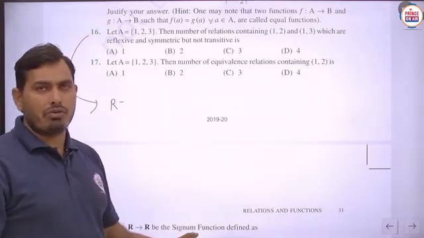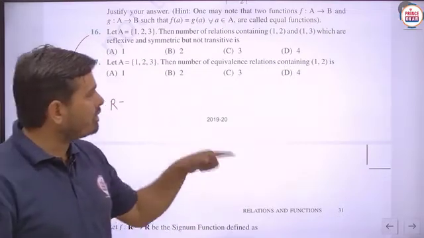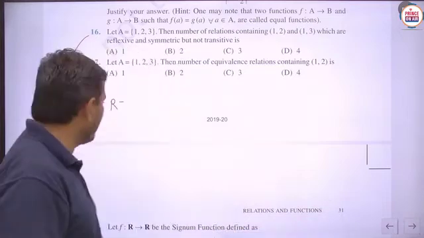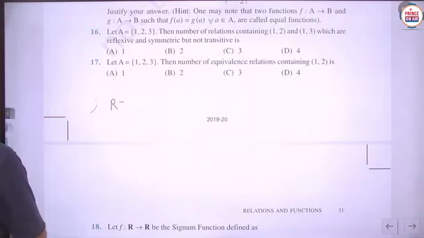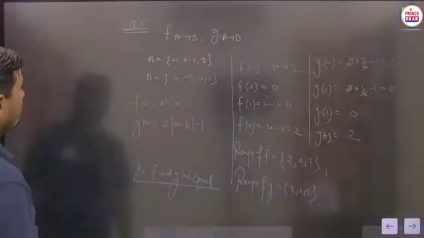Symmetric means if 1 2 is there, then 2 1 will also be there; if 1 3 is there, then 3 1 will also be there. Is it clear? So we can just take this question on the board, so there should be no problem.